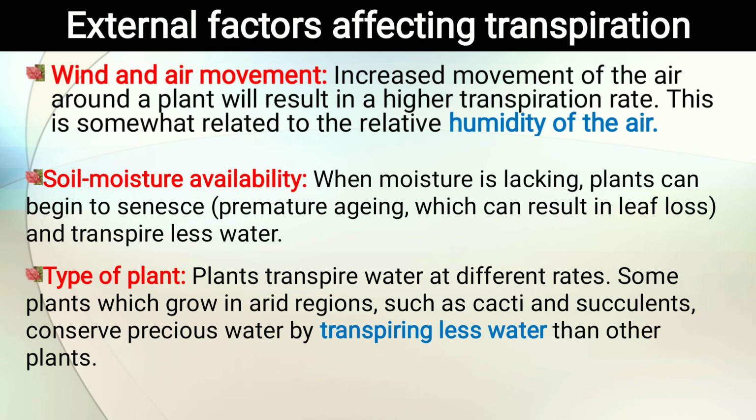Soil moisture availability. When moisture is lacking, plants can begin senescence, premature aging, which can result in leaf loss and transpiring less water. Type of plants. Plants transpire water at different rates. Some plants which grow in arid regions, such as cacti and succulents, conserve precious water by transpiring less water than other plants.